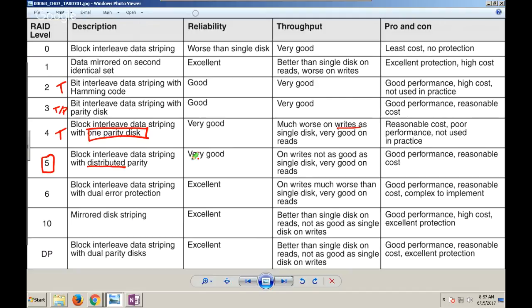No big deal. My writes are not quite as good as a single disk, but they're not horrible, mostly because I'm adding extra data now that I'm storing the parity information, but my read speeds are significantly enhanced. So we really get a good balance between performance and cost, okay? It's great for situations, like say file servers, where we're not writing real heavily like we would with a database server, but we're reading fairly often. And we need a good balance of protection and good performance. RAID level 5 is an ideal candidate for that situation, okay?